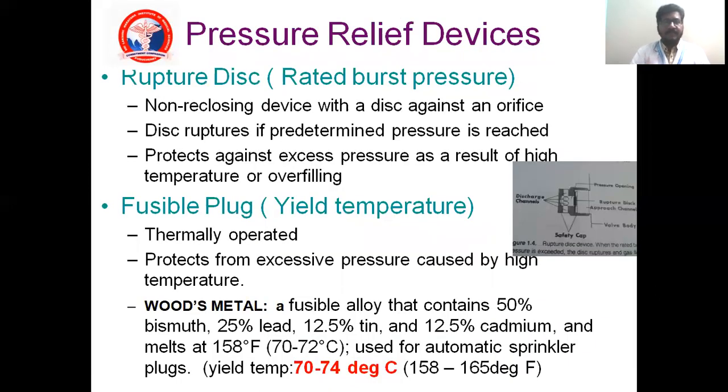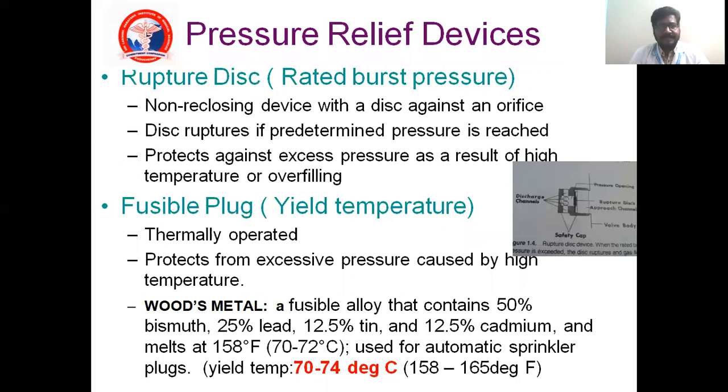A very, very important aspect in the high pressure system is pressure relief devices. They are very important to prevent excessive pressure damage inside the cylinder, to expel the excessive pressure inside the cylinder. It is basically like a pressure cooker. It has two components: one is the rupture disc and the other is the fusible plug.